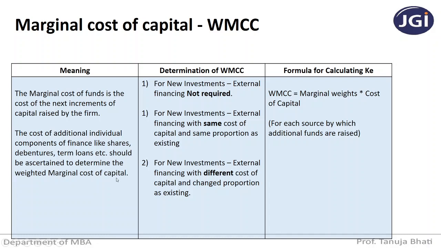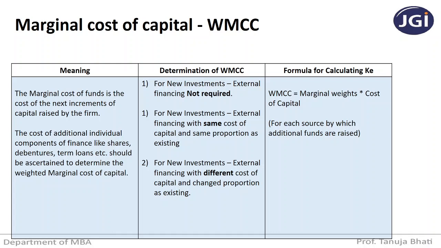Now, determination of weighted marginal cost of capital. See, as I told you, for new investments the company may require additional funds. So we can see that it can be divided into three parts. For new investments or new proposals, obviously additional funds are required. External financing not required. See, there are two types of financing.